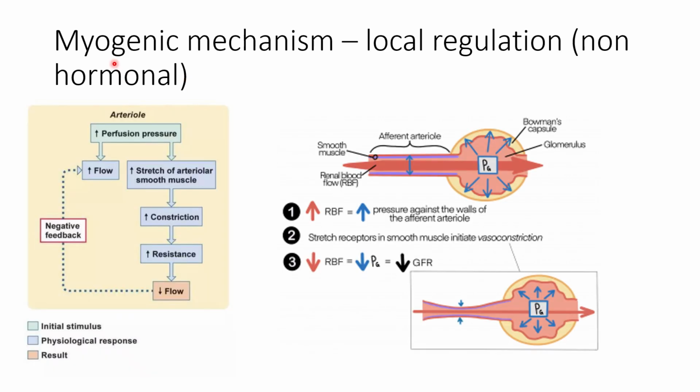Again, the myogenic mechanism is a local stretch reflex and it is a non-hormonal pathway. If there is increased perfusion pressure, that is increased BP, there will be increased stretch of the smooth muscles that will lead to constriction of the afferent arteriole, increasing the resistance and decreasing flow. If the perfusion pressure is low, there will be negative feedback that will lead to dilatation of the afferent arteriole, increasing the flow. This diagram shows the same: if there is increased renal blood flow, the pressure gradient across the vessel increases, leading to a stretch that will lead to constriction, and the opposite will lead to dilatation.